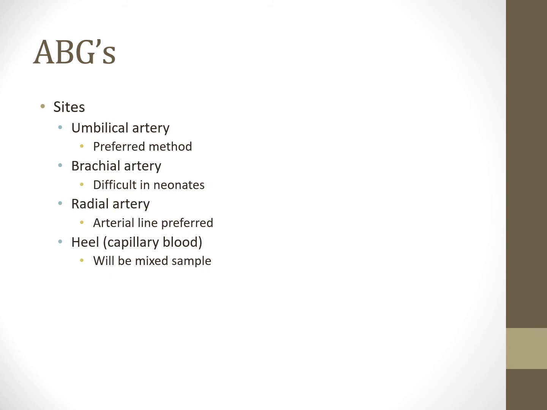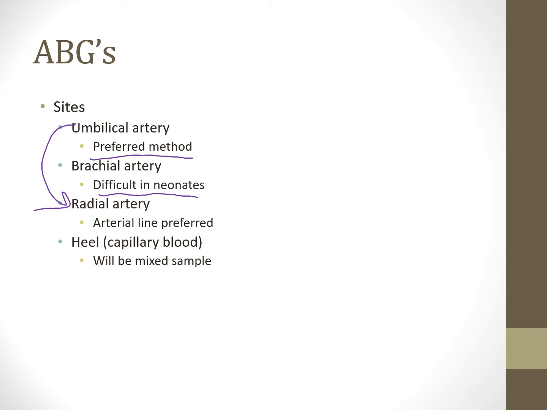Umbilical artery is going to be the most preferred method because you don't have to poke anything. The umbilical artery catheter is already there. As long as it's in correct position, you don't have blanching of the lower extremities, things like that, you should be good to go. The brachial artery is difficult in neonates, so you probably won't see that one. Radial artery would be your next preferred site after the umbilical artery.